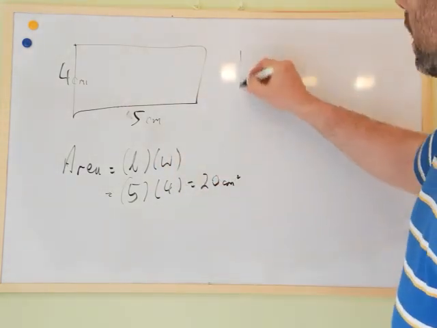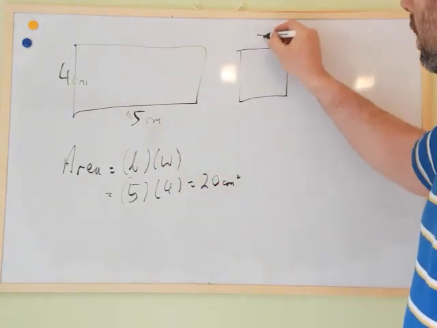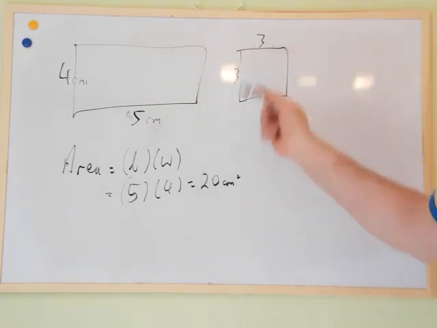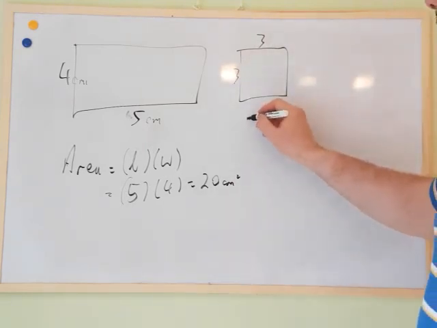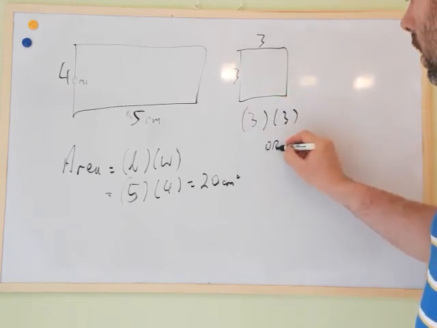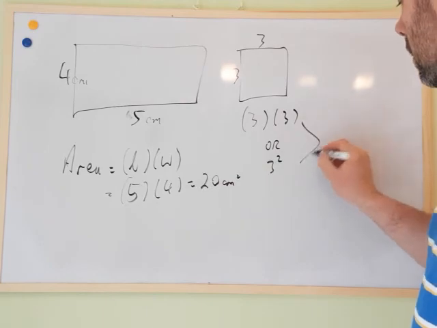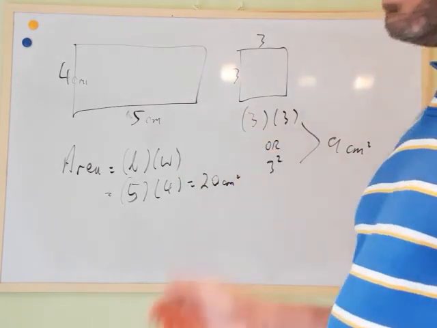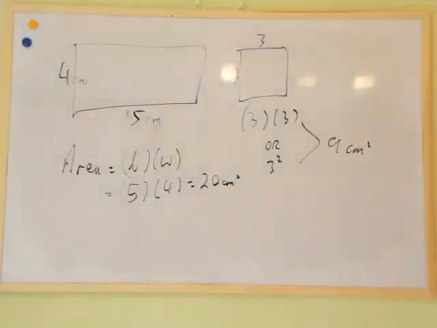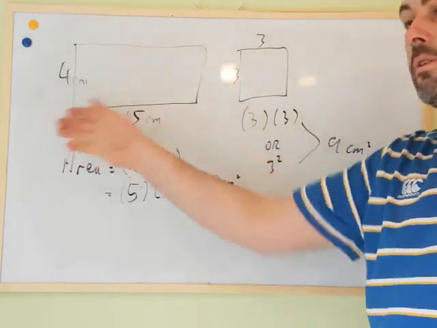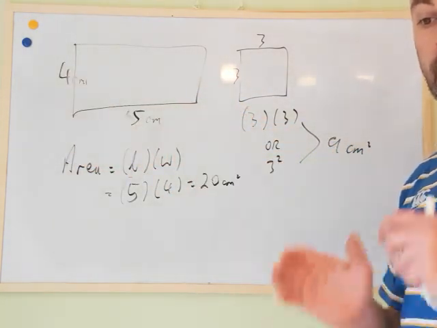Very simple. If I have a square, well, remember folks, the only difference between a square and a rectangle is all 4 sides are equal in length. So if I want to get the area of this, it would be 3 by 3, or 3 squared, which is 9 centimeters squared. So that is how we get the area of a rectangle. Very, very simple, very easy. The length of the side by the width of the side. That's it.